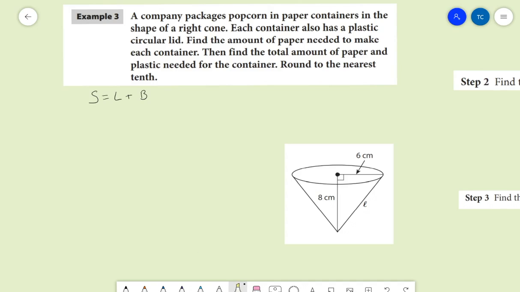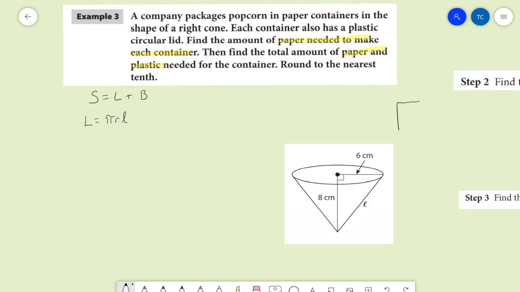So they want me doing two things here. Paper needed to make each container, and then the total amount needed, paper and plastic for the container. Okay. So really they want the lateral area, and then they want the lateral area and the base area. So let's start with the lateral area for this one. Remember, the lateral area is pi times r times the slant height, L. They don't give that to us here. We're going to have to use the Pythagorean theorem to figure that out. So let's go find the slant height.